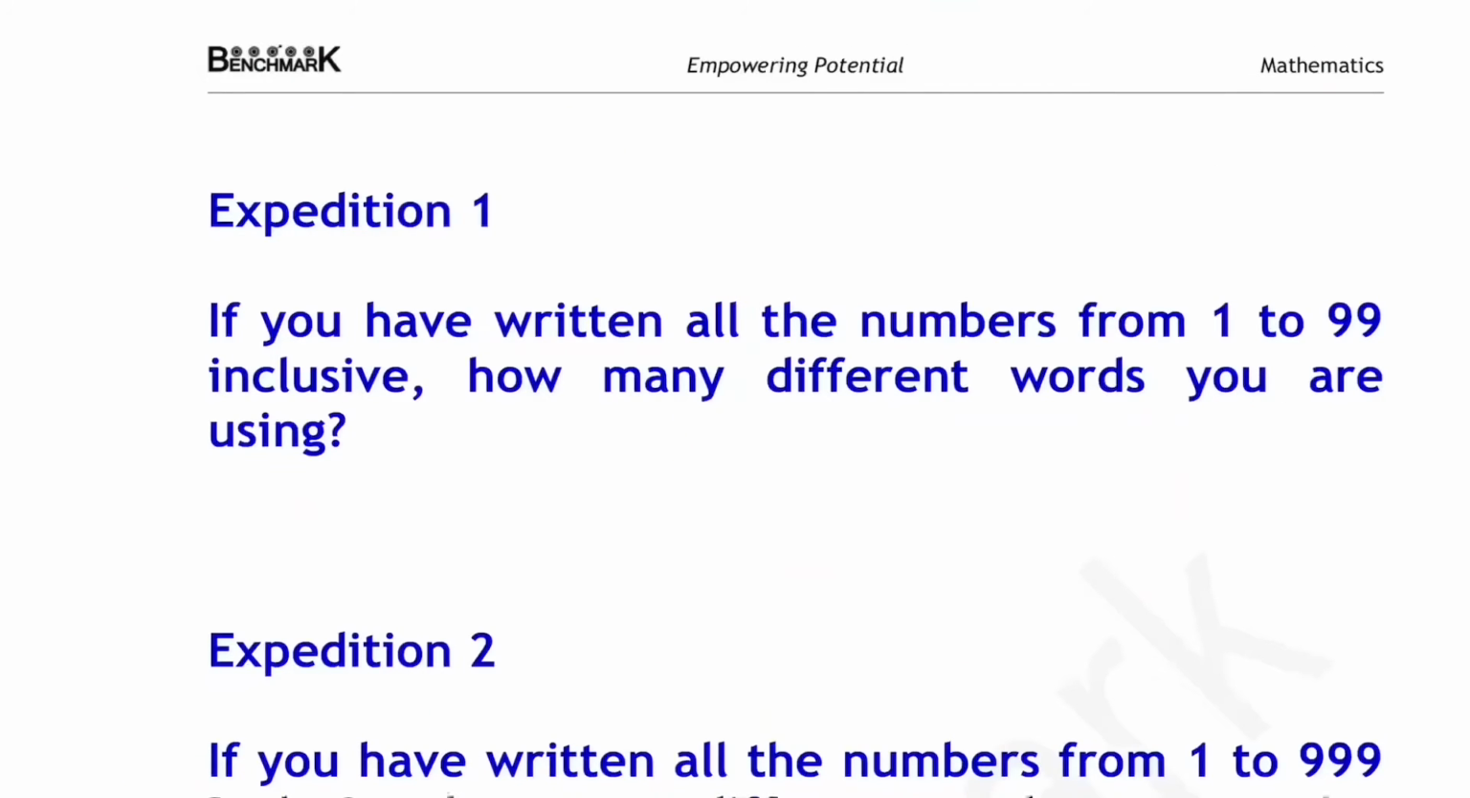Now we have an expedition. Let's see what it is. If you have written all the numbers from 1 to 99 inclusive, how many different words are you using? Let's say you take a book and keep on writing 1, 2, 3, 4 and so on, up to 99. In that process, how many different words are you using? It is worth giving a try. Pause the video and try your best.